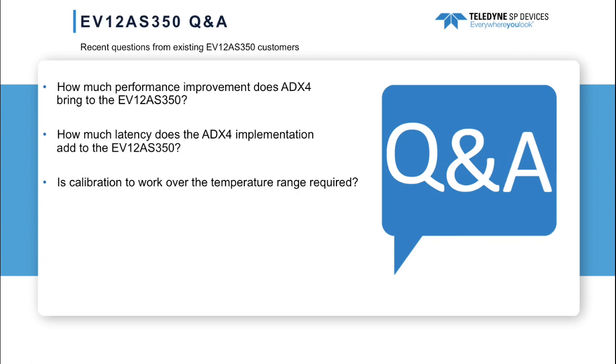So what we see here are some recent questions we've received from our existing EV12AS350 customers, and they're all related to how ADX4 impacts the performance, how it improves the performance of the EV12AS350. The first question here says, how much performance improvement does ADX4 bring to the EV12AS350? And the answer is, as we've measured this, we get up to 30 dB improvement in the interleaving spurs. They're driven down, way down.